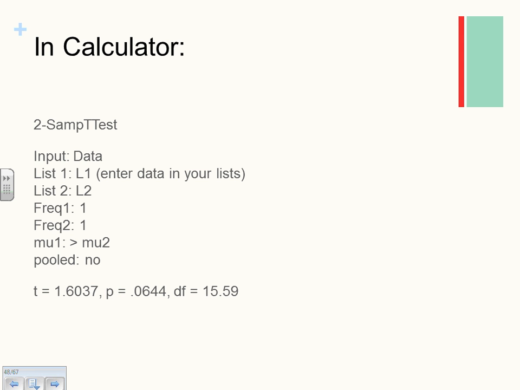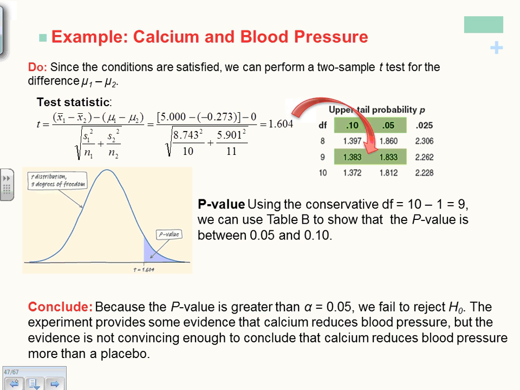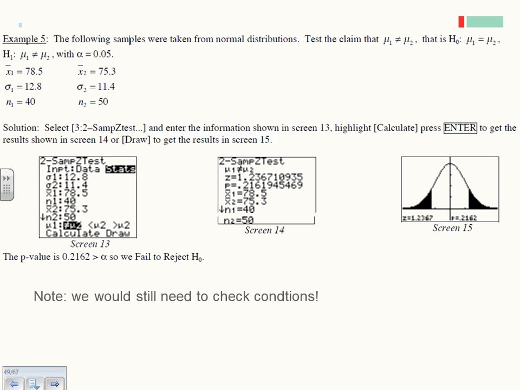If you put it in your calculator, then you're going to have to enter all of that data into your list 1 and list 2. So you're going to do a 2 sample t-test, but you're going to be using data instead of statistics. When I got my p, I got it to be 0.0644. And 0.0644 was between 0.05 and 0.10, but it's a more accurate method. So this is not statistically significant because our p-value is greater than 0.05. So we're going to fail to reject the null hypothesis. And then state in context of the problem.